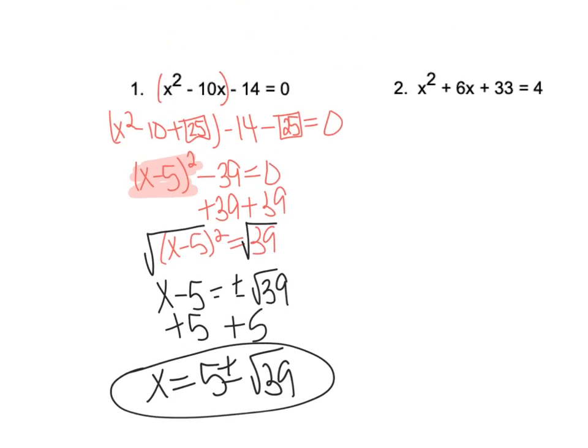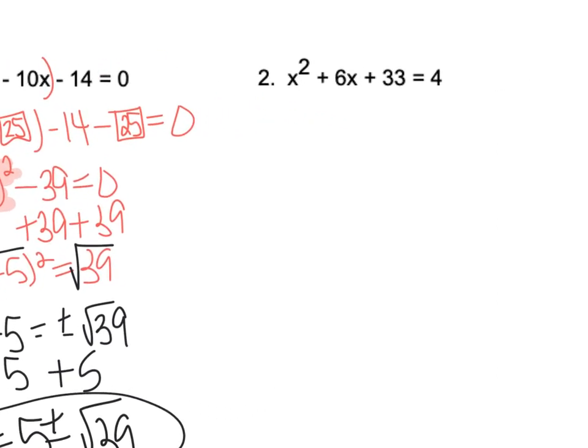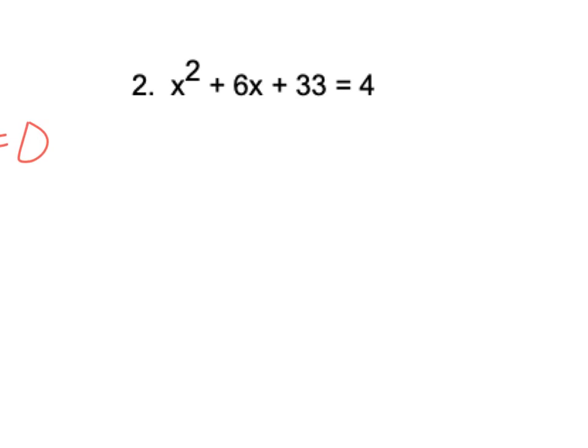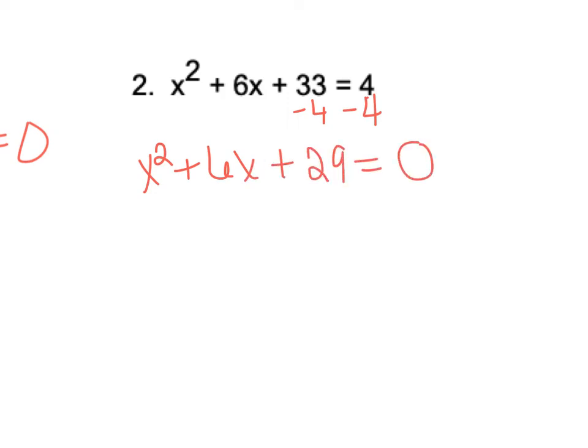Okay, so let's go ahead and look at one that actually has a complex solution. So if we look at number 2 over here, remember our first step that we did was we wanted to make sure we got it set equal to 0. Well, currently it says equals 4, so I want to subtract 4 from both sides. And I get x squared plus 6x plus 29 equals 0. Now we can go through the process of completing our square.